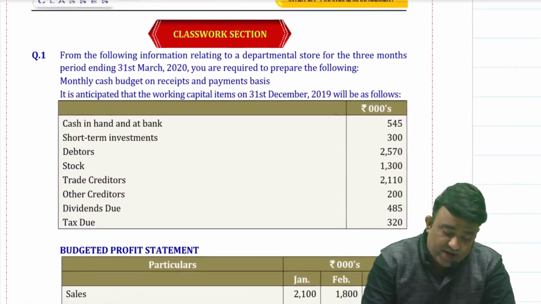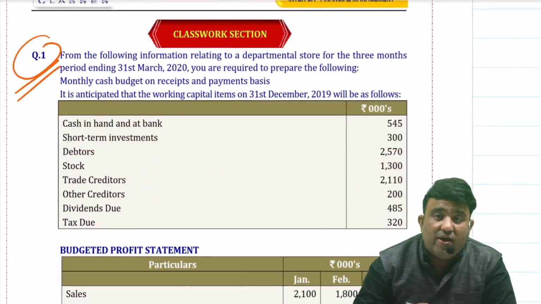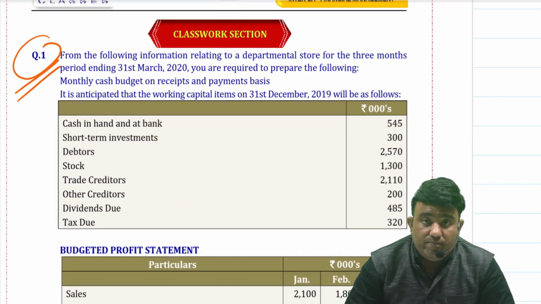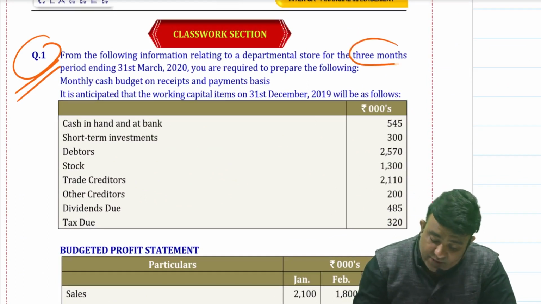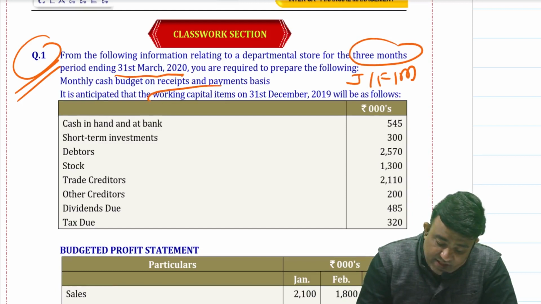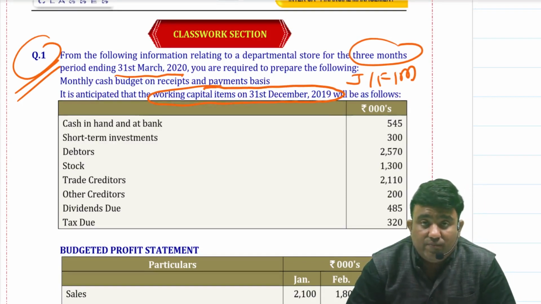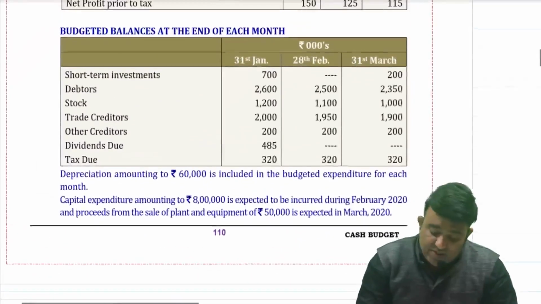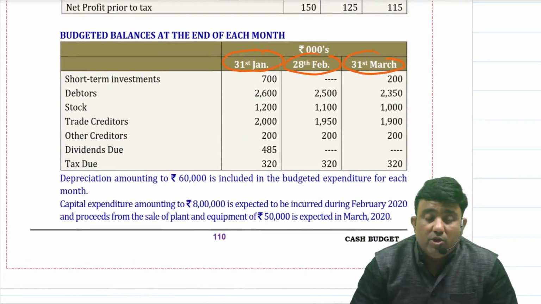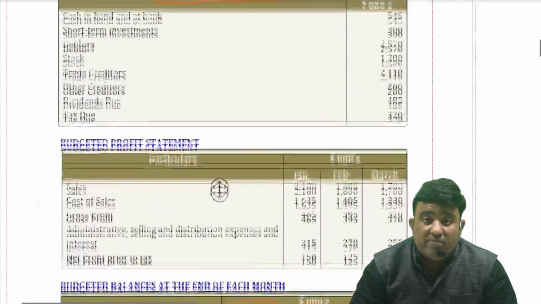Student question 1, very classic. This is a question which will require your knowledge of interpretation of ledger accounts. They've asked you to prepare a 3 months cash budget for the period ending 31st March. That means Jan, Feb and March. And as far as balances are concerned, they have given you working capital items on 31st December. That means these are the opening of January, and thereafter they've given you closing of January, closing of February, closing of March. So by comparing this, I am able to derive my cash budget.